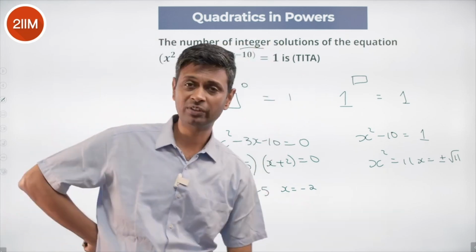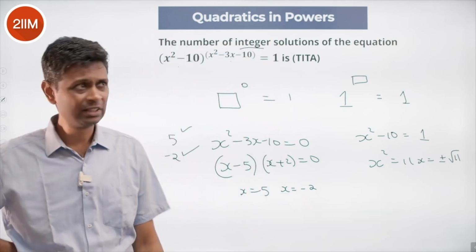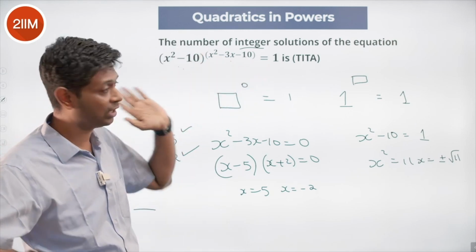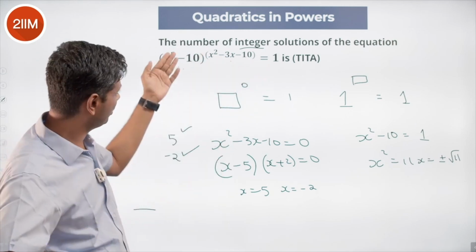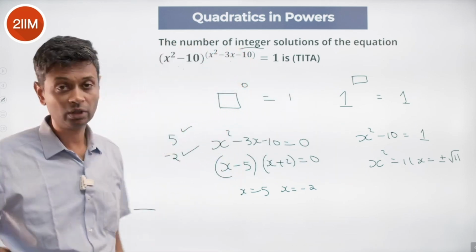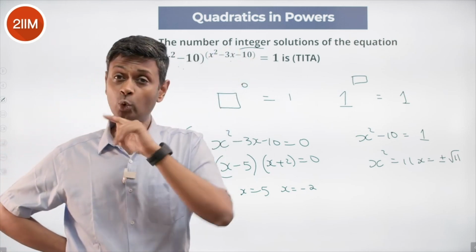x equal to plus root 11 minus root 11 simply doesn't work. If something per something is 1, either this base should be 1 or that number there should be 0. Put base equal to 1, solve. The exponent should be 0, solve, we are through. Have I completed everything? No, I have not.